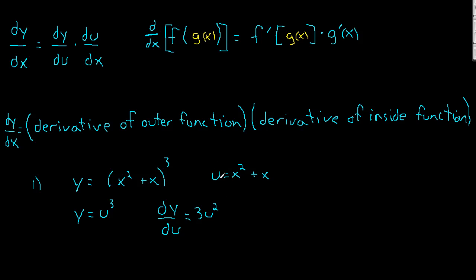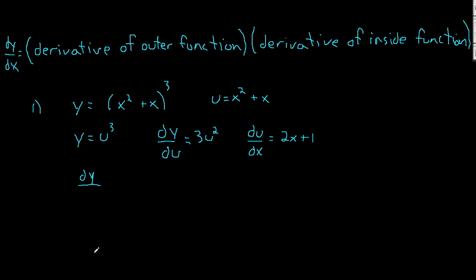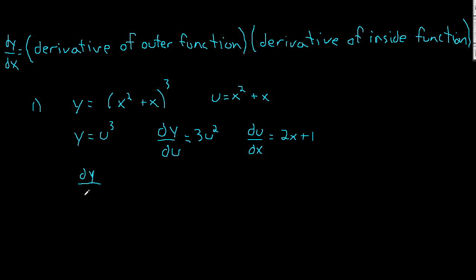The second thing I need is du dx. What is the derivative of u with respect to x? That's simple enough. I can use my power rule combined with my sum rules for derivatives, and I get 2x plus 1. So according to the chain rule then, dy dx, let me scroll up, I'm running out of room here. dy dx is equal to the product of those two rates that we just found. In other words, I just multiply these two together.